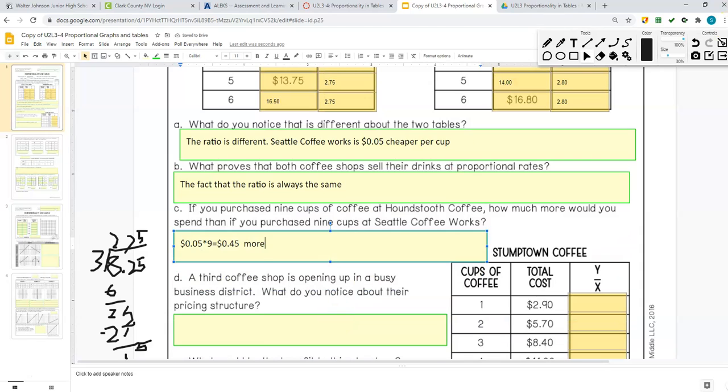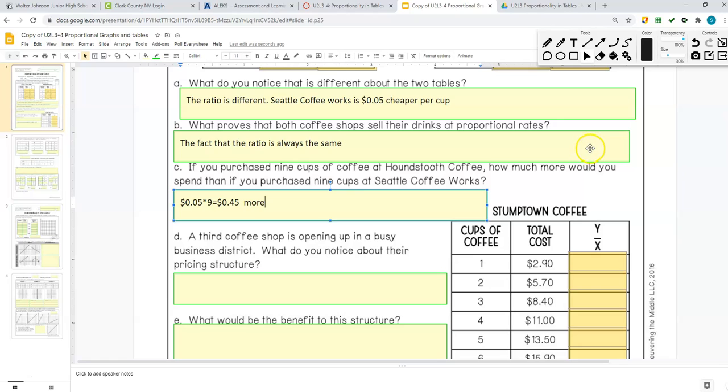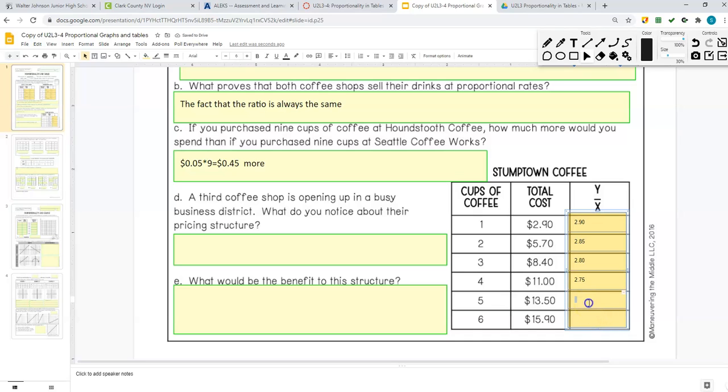Alright. I'm going to clear out my drawings. And we're going to look at this one. A third coffee shop is opening up in a busy business district. What do you notice about their pricing structure? So, y over x is $2.90. Now let's try 570 divided by 2. Well, that's not $2.90, that's actually $2.85. And then, let's see, 840, well that's divided by 3, so that's going to be $2.80. Then 11 divided by 4 is going to be $2.75. And then 1350 divided by 5 is $2.70.